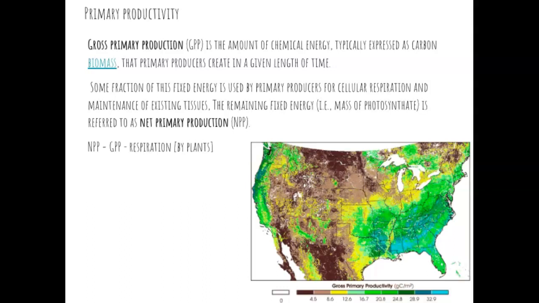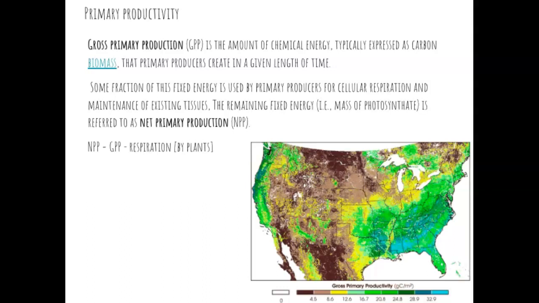Some fraction of that fixed energy is used by primary producers for cellular respiration and maintenance of their existing tissues, and the remaining fixed energy, or the mass of the photosynthate, which is the amount of biomass that they're actually adding to themselves, is referred to as the net primary production, or NPP. So NPP is essentially gross primary production minus the respiration that has to be done by plants in order to maintain themselves.